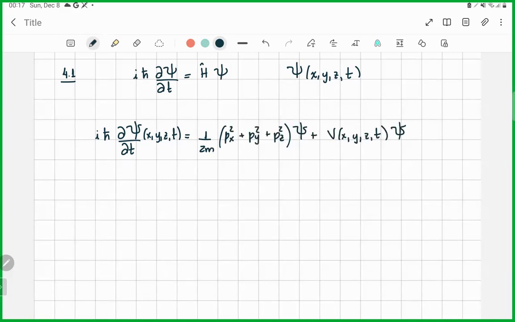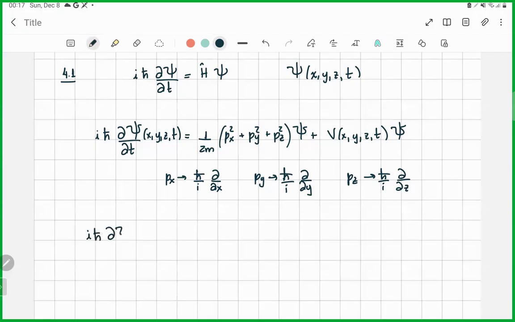Now, we are talking about quantum mechanics. So if we are talking about quantum mechanics, we know that momentum is an operator. So that means that the px is actually h bar over i, derivative in x. Same thing for the y, derivative in y, and z, derivative in z. So we can rewrite that equation. Since we know we are dealing with operators here, we can rewrite that equation like this.